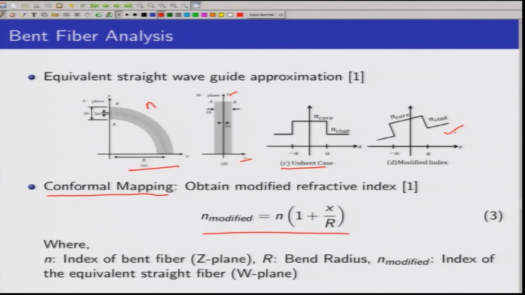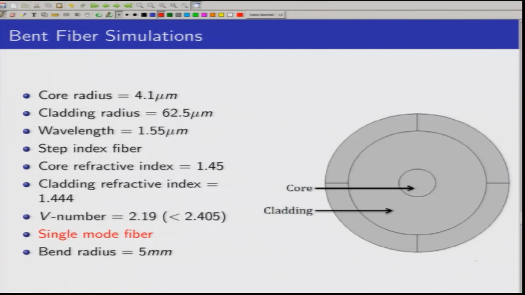Now, we input this data, the slope, the tilted refractive index profile, into COMSOL and see how our mode actually looks like. As we have seen earlier as well, before going to the solution, we need to set up the problem. We are now defining a similar geometry, but with the core radius much smaller, 4.1 micrometer, cladding radius is the same, 62.5 micrometer, and wavelength is 1.55 micrometer. We are considering a step index fiber with core refractive index of 1.45 and cladding refractive index as 1.444.